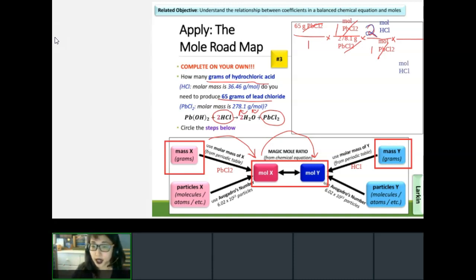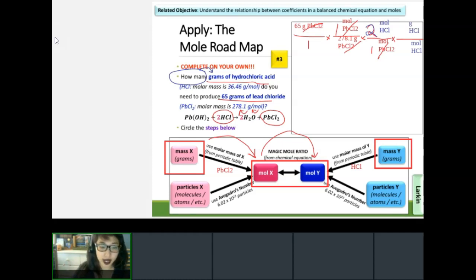And on the top, finally, what am I solving for? Take a look at what it says. How many what? Yeah, grams of HCl. Excellent. All right, so we have that. Now we just need to fill it in.